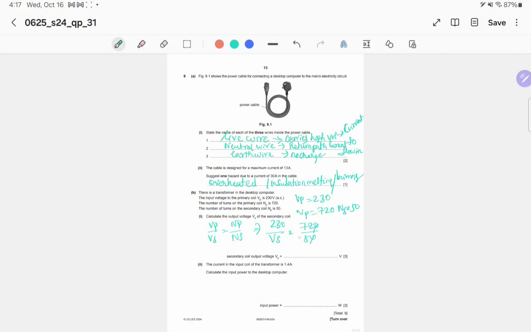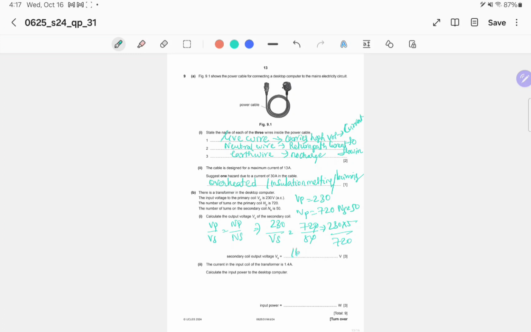So on calculation and moving here, how will you get it? It is 230 into 5 divided by 720. So your answer will be 16 volt.